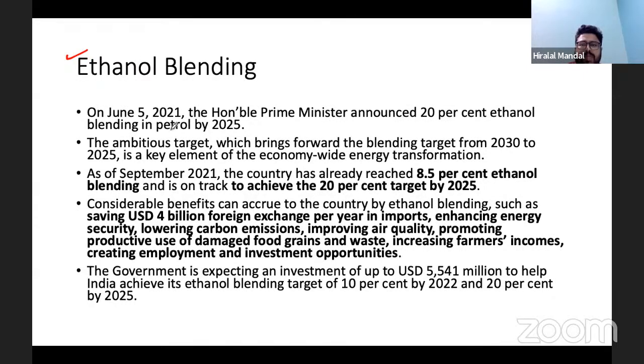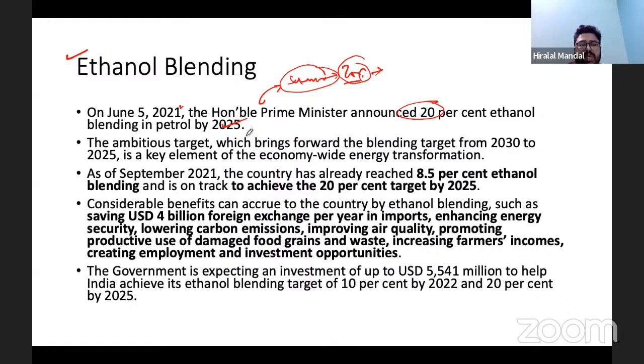It has already been started. In fact, it is targeted that by 2025, India will achieve 20% ethanol blending. This will greatly help, not only in saving the money we spend on oil, so we will be able to save 20% of the money in the import of oil. At the same time, it will also be efficient for the climate, helping release fewer emissions.